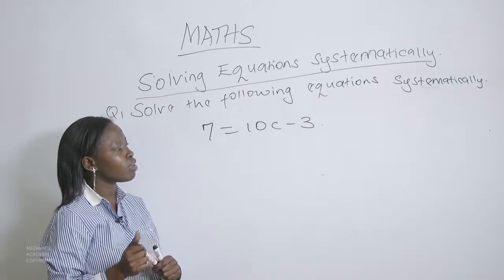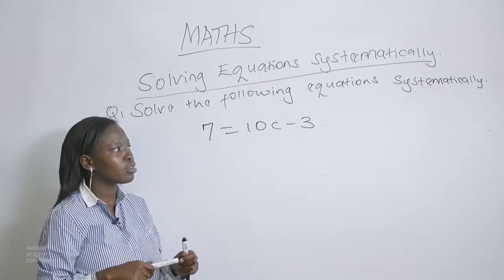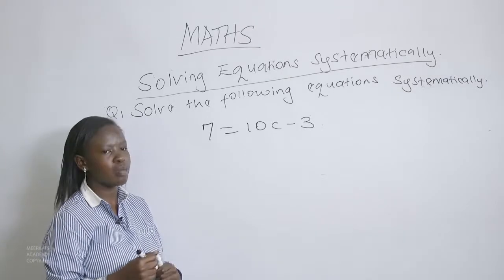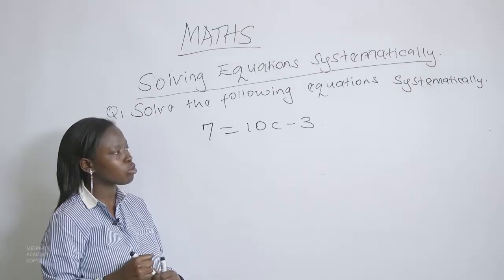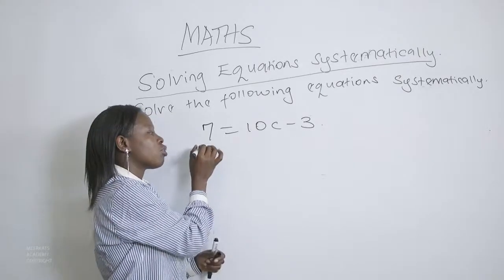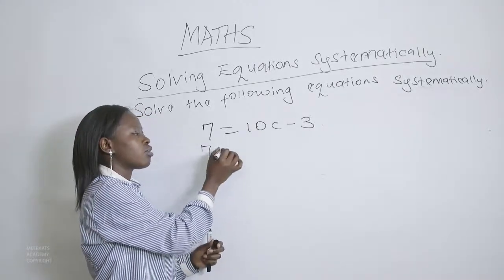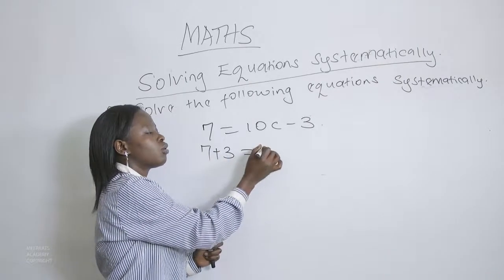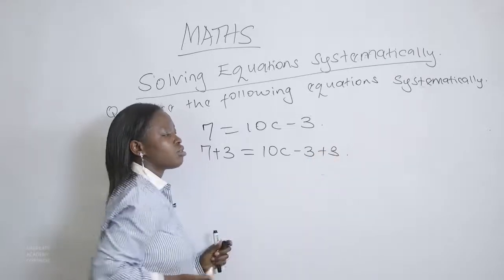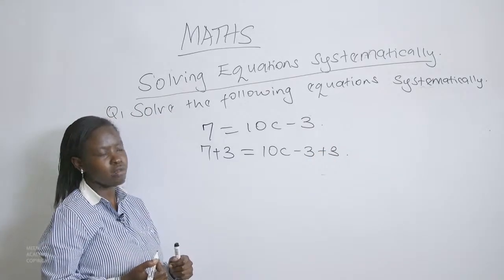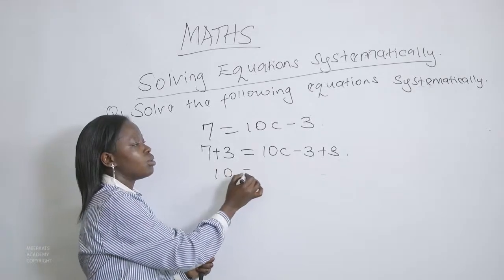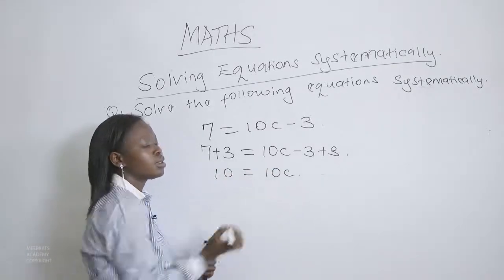So we have 7 is equal to 10c minus 3. So this means the first step that I have to carry out for me to solve this given equation is adding 3 on both sides. So we are adding 3 on the left hand side, plus 3 will be equal to 10c minus 3 plus 3. So minus 3 plus 3 gives us 0. 7 plus 3 is 10, will be equal to 10c.